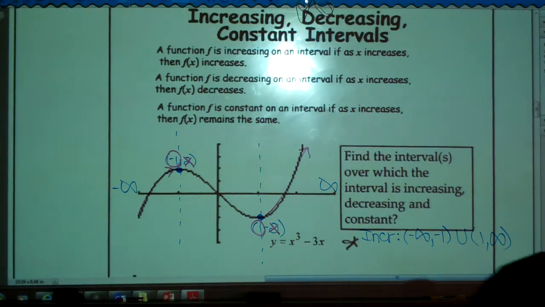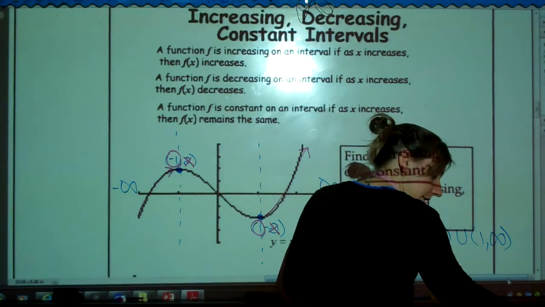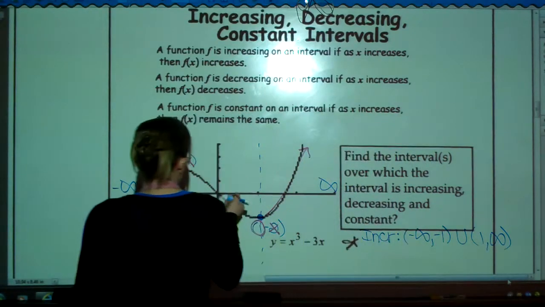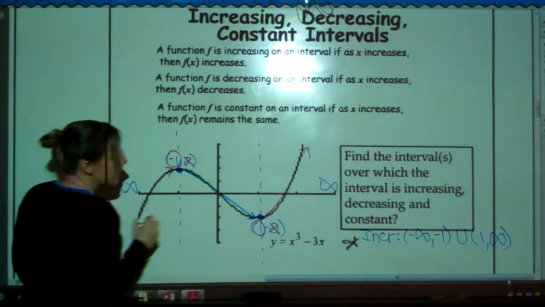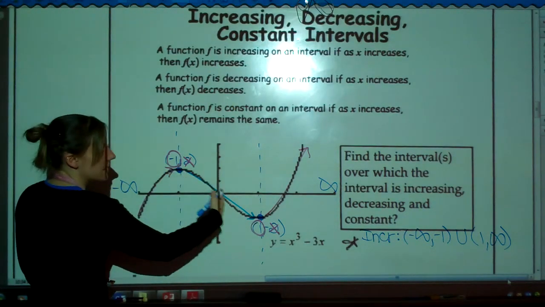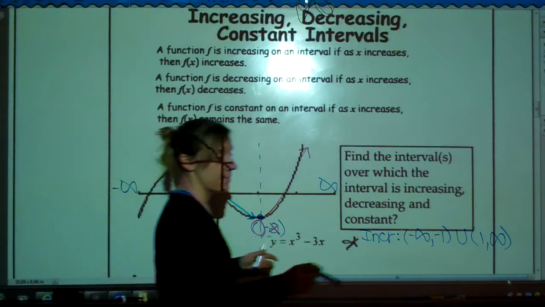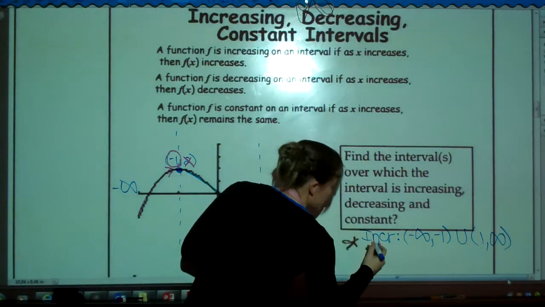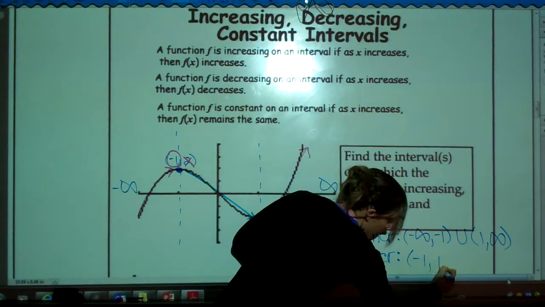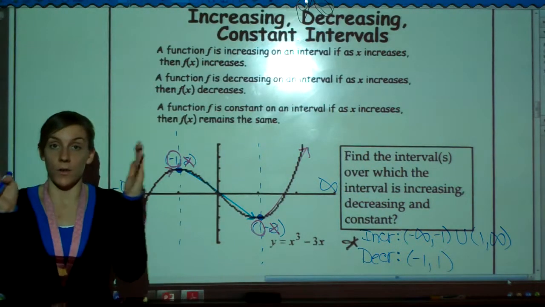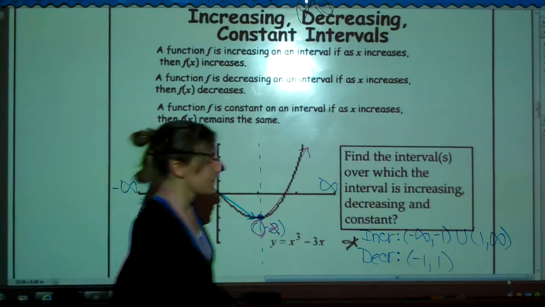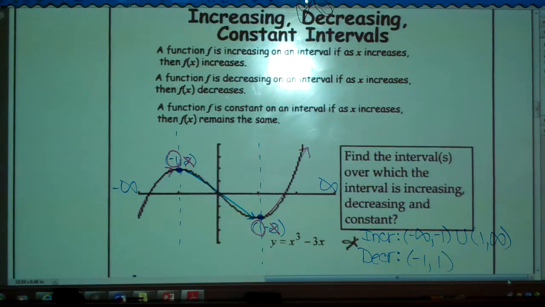All right. And then it also says decreasing, so it is decreasing. I wish I had a better marker, but okay, it's decreasing right here. It's going down from left to right there. So it starts at -1, and it stops decreasing at +1. So the decreasing would be from -1 to +1. So it actually starts and stops. It doesn't have anything to do with infinity. Okay?